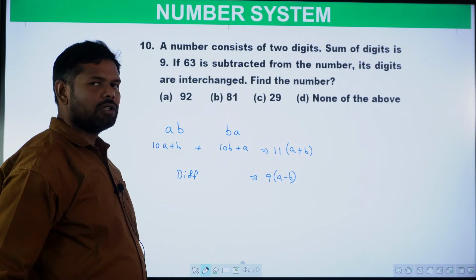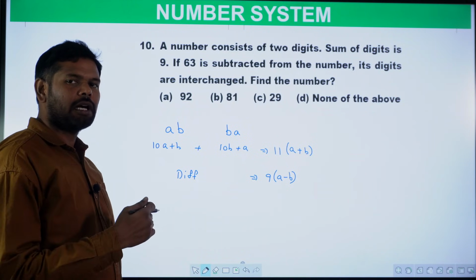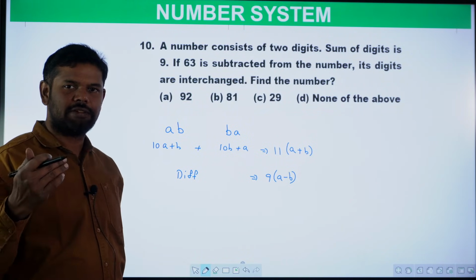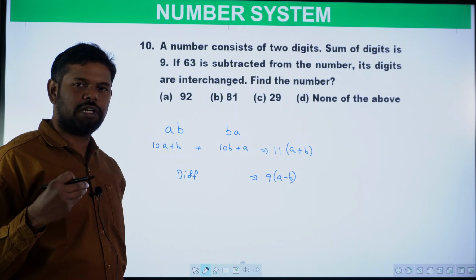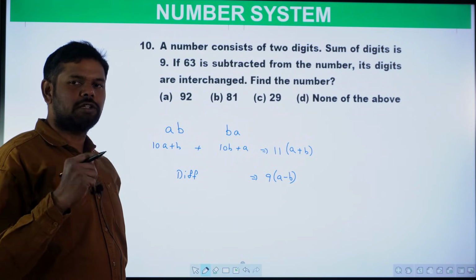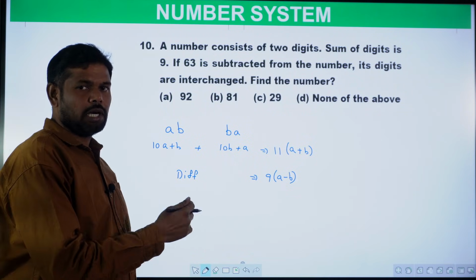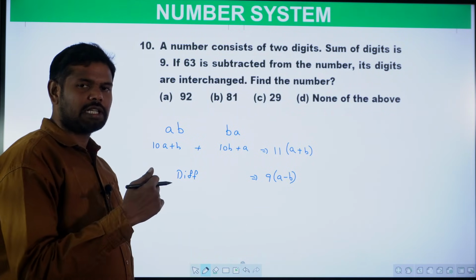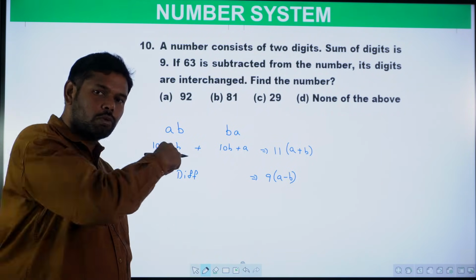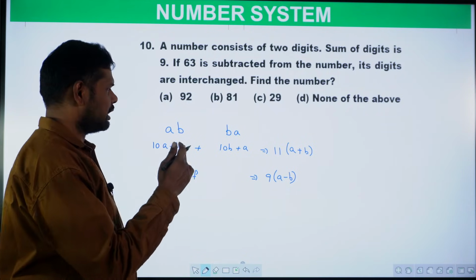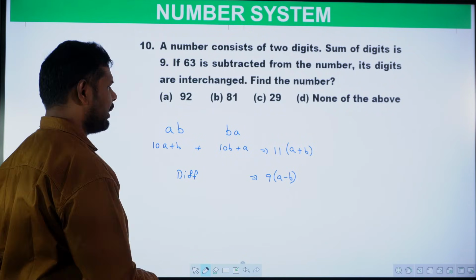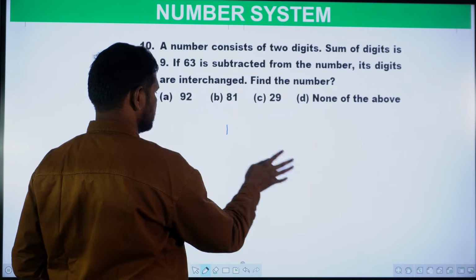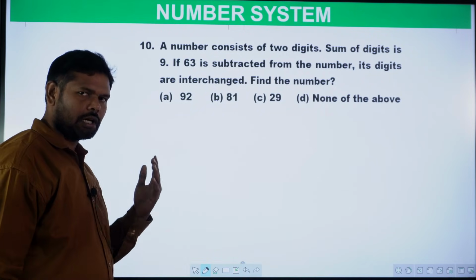So directly, if the difference between the number and the number formed by interchanging the two digits is given, first simply we divide that difference by 9. After that, whichever the multiple is, that multiple value is nothing but the difference between those two digits. Based on that, we solve very easily. And maximum questions related to two-digits concept can be solved through options. That also we discussed.